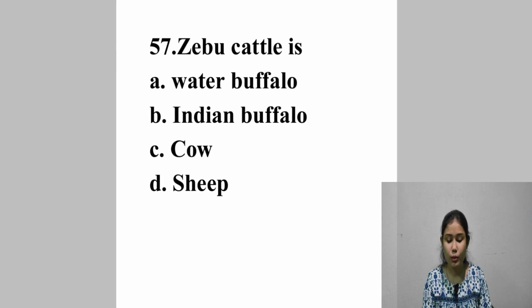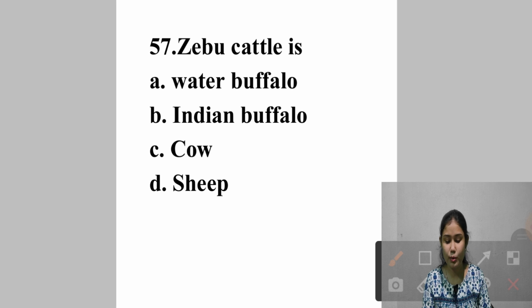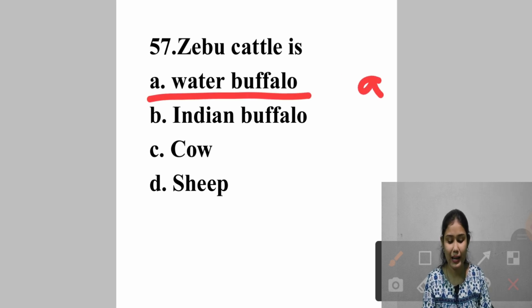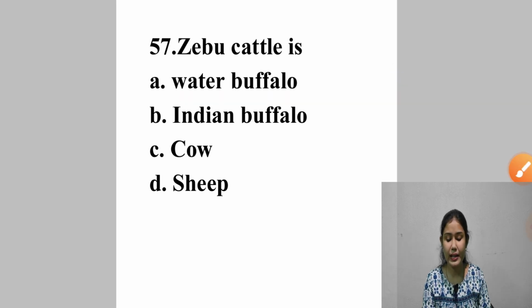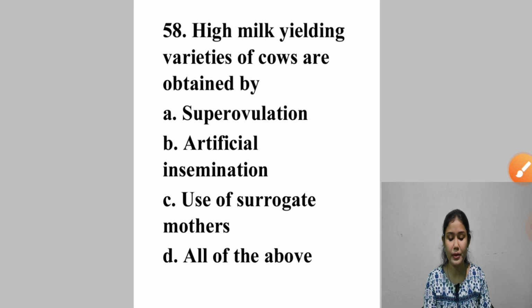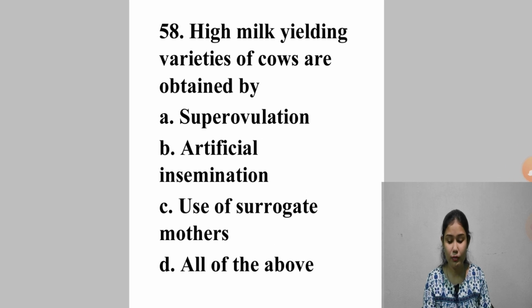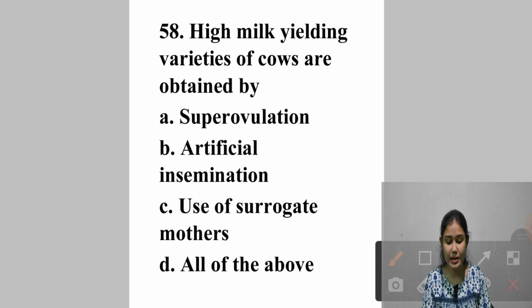Zebu cattle is what? A, water buffalo, B, Indian buffalo, C, cow, D, sheep. So what is this Zebu cattle? It is water buffalo. Okay, so answer will be option A. Now come to question number 58. High milk yielding varieties of cows are obtained by A, superovulation, B, artificial insemination, C, use of surrogate mothers, D, all of the above.